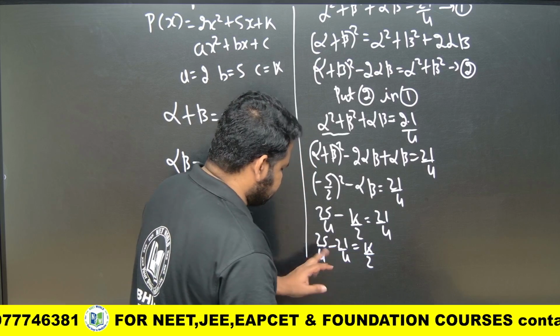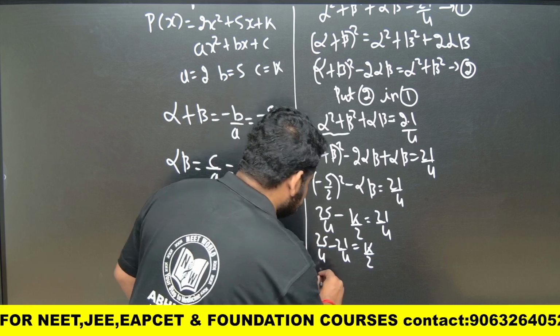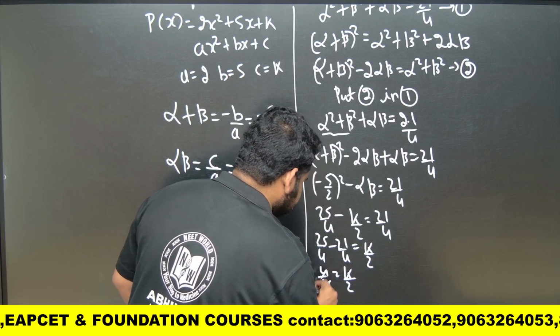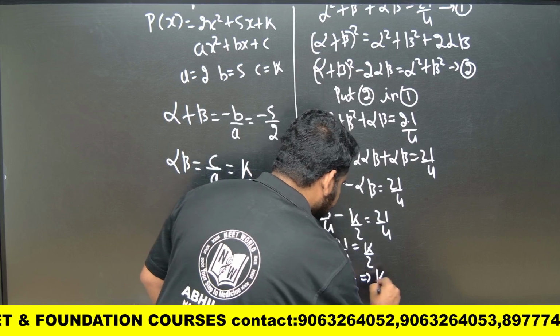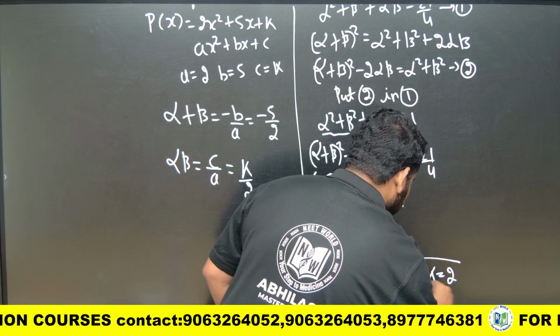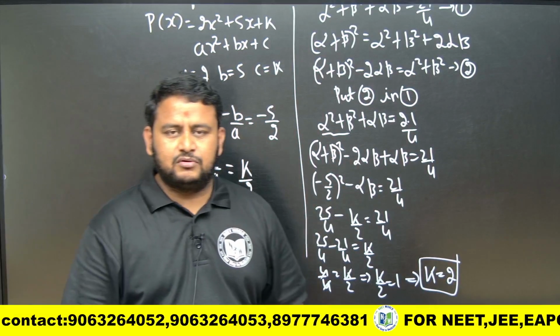See, the denominator is the same, so you can directly subtract the numerators. 25 minus 21 is 4 by 4, that is equal to k by 2. So 4 by 4 cancels. So this implies k by 2 is equal to 1, so k is equal to 2. So we get the answer as k is equal to 2. So this is the value of k.